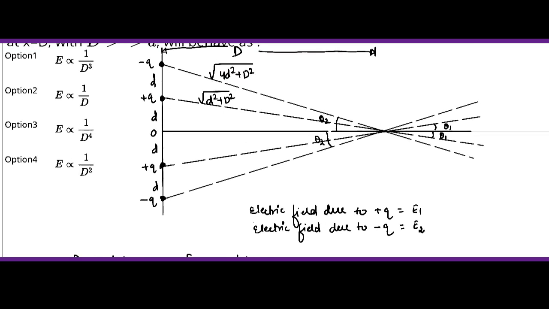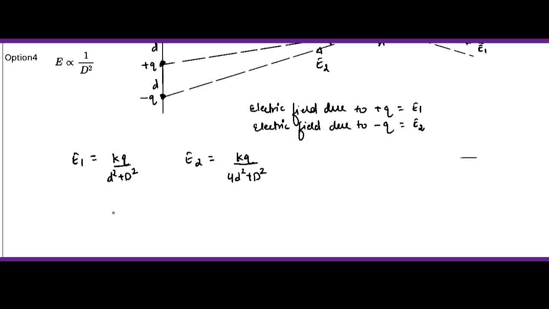Now due to the charge minus q, the electric field will act as E2 in this direction, and due to the minus q placed at a distance of minus 2d, it will be E2. So the net electric field at the point, let us suppose it is A, due to the charges minus q will be 2E2 cos theta 2, and due to the plus q it will be E1 and E1. So the net electric field will be 2E1 cos theta 1, correct? Now what we can write from here is that the net electric field E is equal to 2 times E1 cos theta 1 minus 2 times E2 cos theta 2, correct?